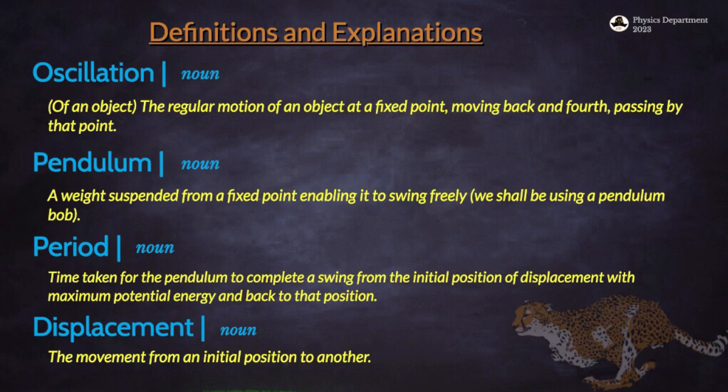But for us to have a perfect free swing, we need to ensure that the string itself or the rod are in the desired condition, inelastic and light. Then we look at the period, which is the time taken for the pendulum to complete a swing from the initial position of displacement with the maximum potential energy and back to that position.